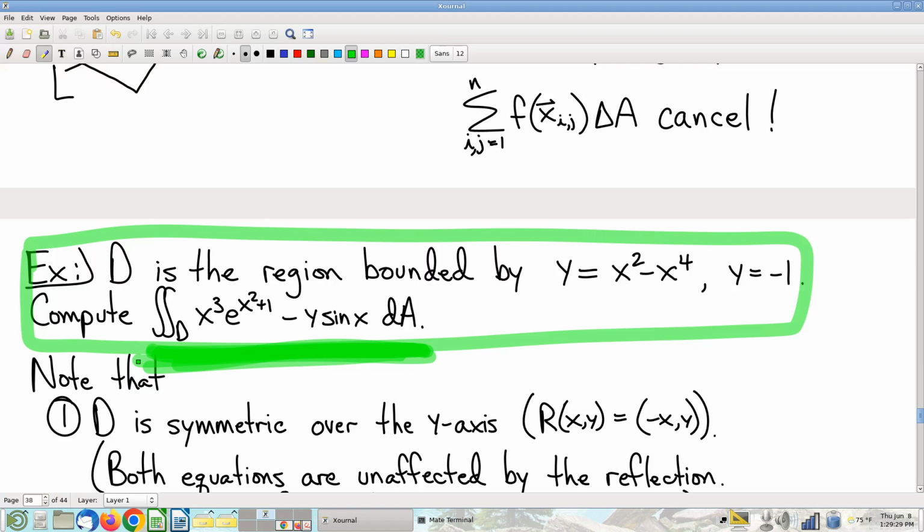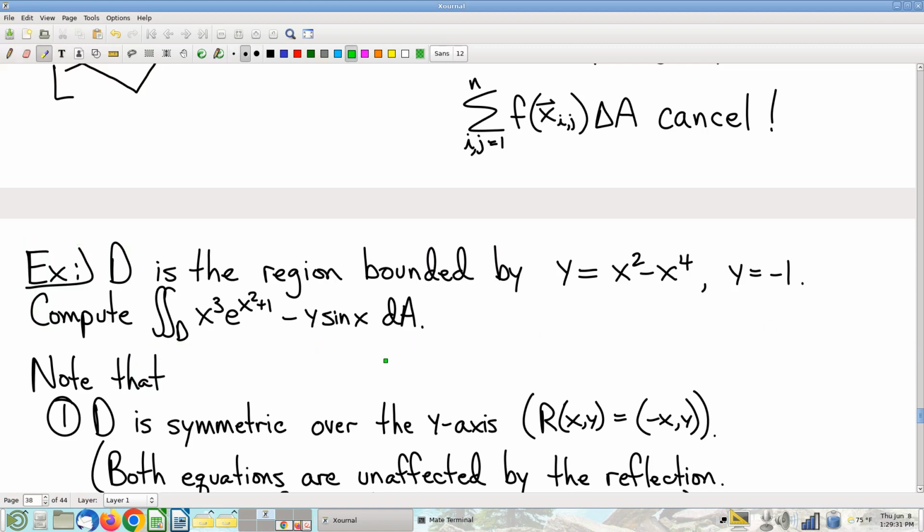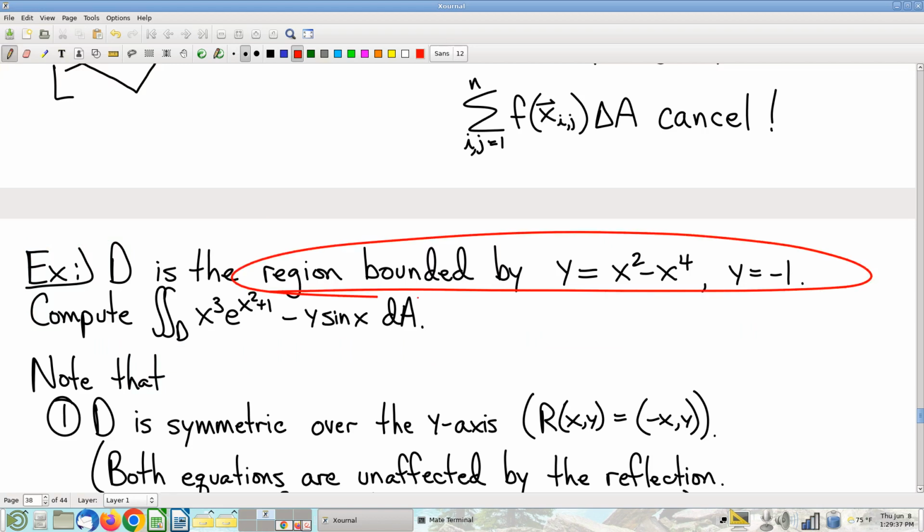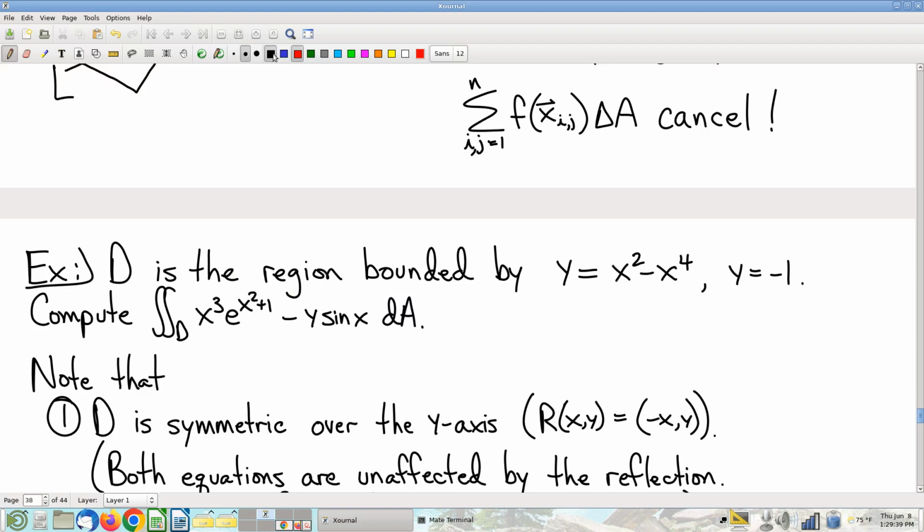Okay, well, here we go. How am I going to deal with this integral? Let's draw a picture of our domain. Oh gosh, let's see. Region bounded by these two curves. Yikes. Okay, well, first let's draw this. Oh, I'll do it in blue. This curve right here, x squared minus x to the fourth.